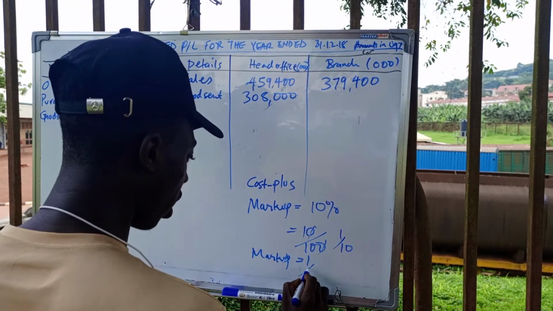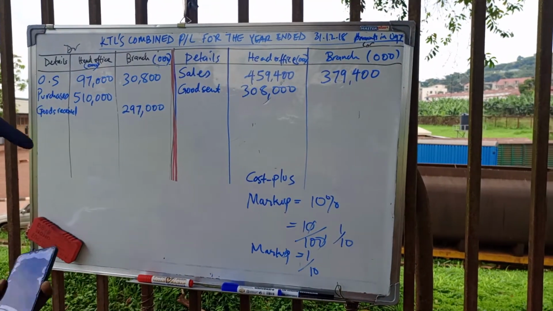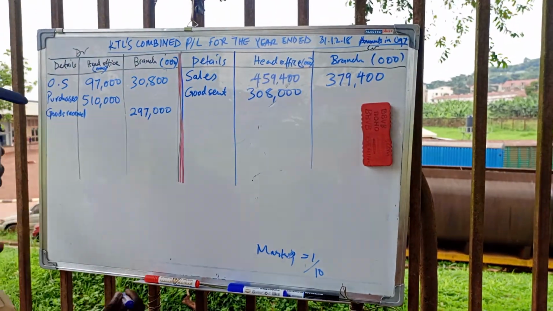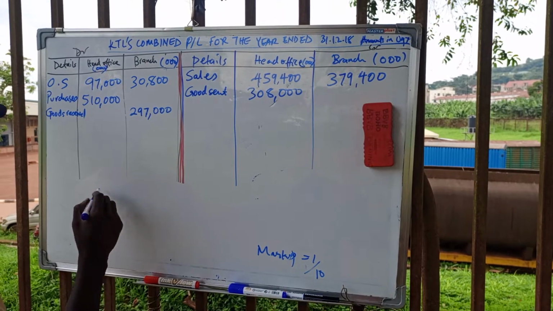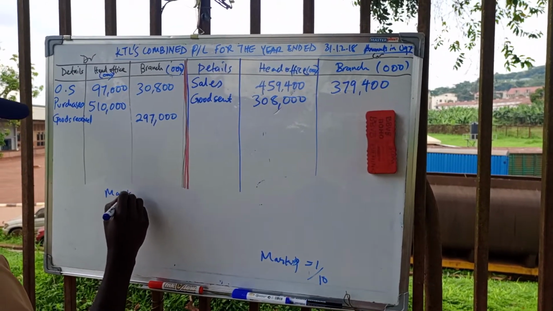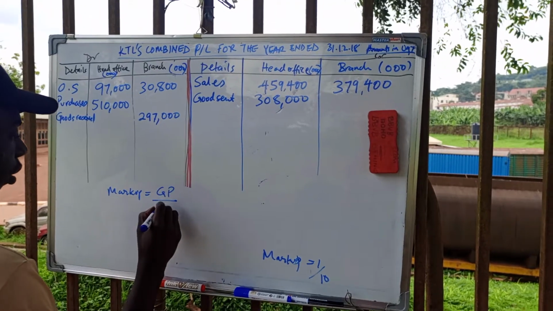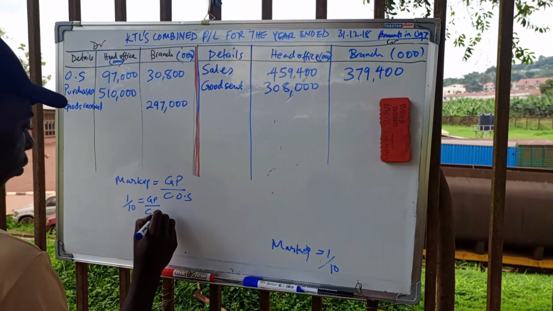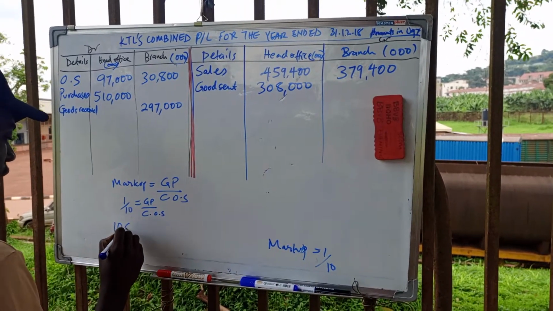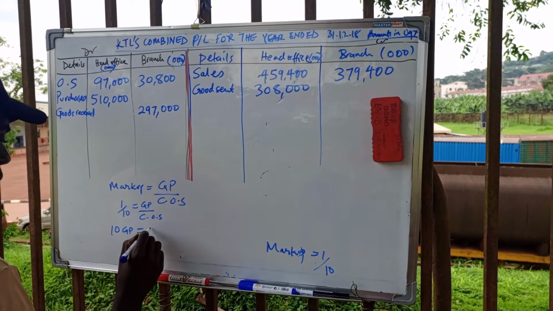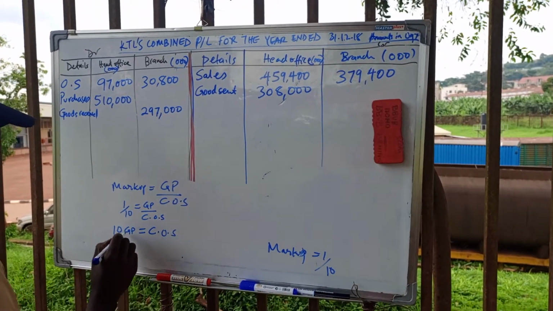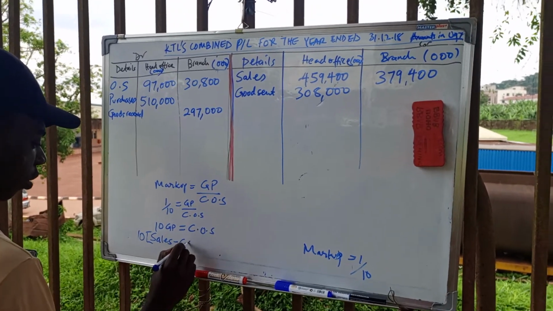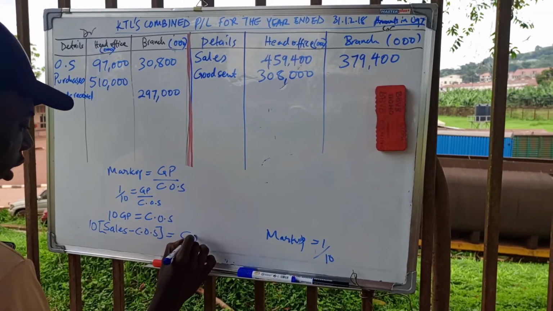So I have to use that markup to calculate the profit percentage on the goods. Since we have gotten our markup as 10%, when you turn it into a fraction, it is 1 out of 10. So I say markup is equal to gross profit over cost of sales. Markup is 1 out of 10, which is our gross profit over cost of sales. So I cross multiply: 10 GP is equal to cost of sales. But I remember that gross profit is sales minus cost of sales.